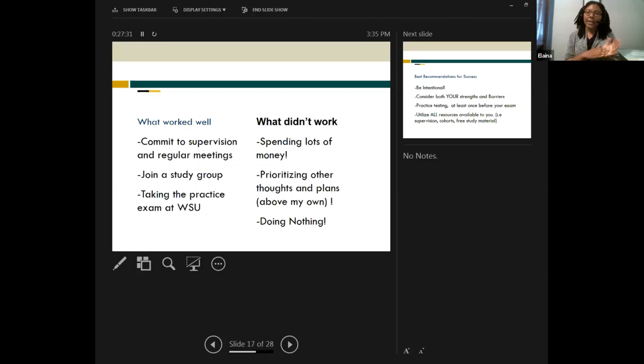Next, prioritizing other people's thoughts and plans above your own. So I think it's important to converse with your cohorts, people who have already taken the exams. But what works for one person might not work for you. And it's vitally important that you really sit down with yourself and say, hey, in the past, when I've taken standardized tests, what worked for me, what didn't work for me, and utilize that and allow that to help you to plan and to study appropriately.